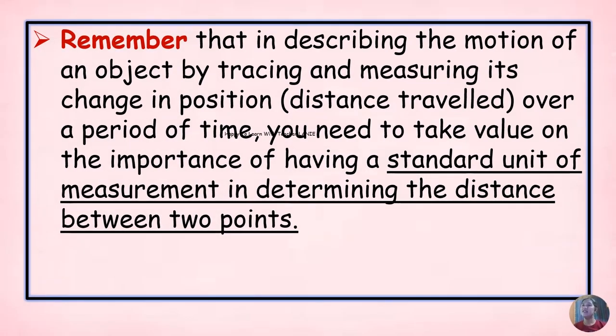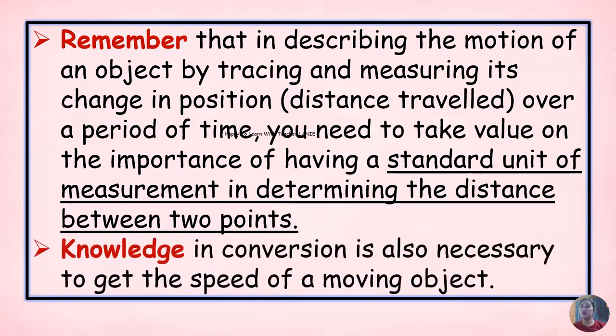Remember that in describing the motion of an object by tracing and measuring its change in position, distance traveled over a period of time, you need to take value on the importance of having a standard unit of measurement in determining the distance between 2 points. Knowledge in conversion is also necessary to get the speed of a moving object. Can you try to solve this word problem?